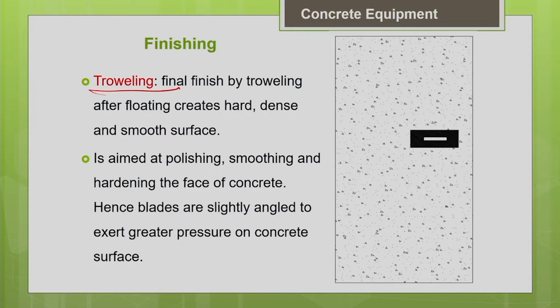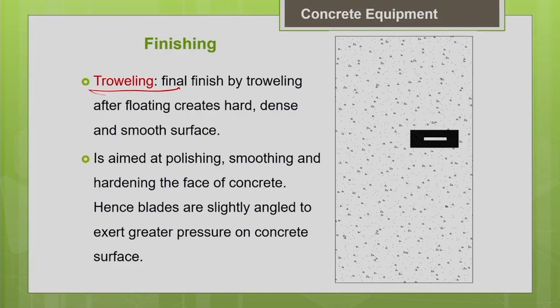So, to smoothen or harden the concrete, to polish it, we need to apply more pressure. To apply more pressure, we slightly angle the blade. That is a major difference between floating and troweling. Troweling is done after some time, at a delayed stage. It is the final finishing.